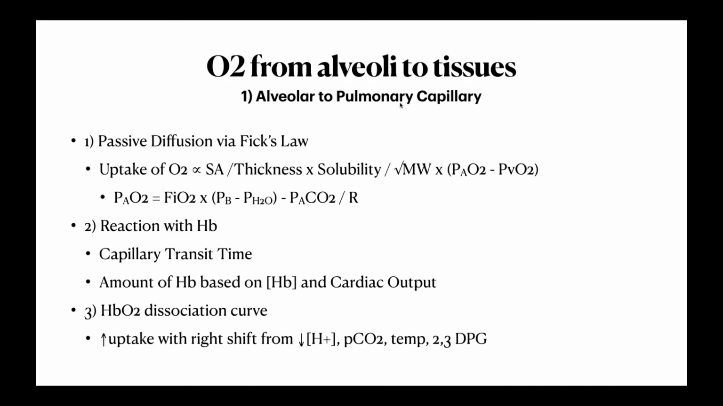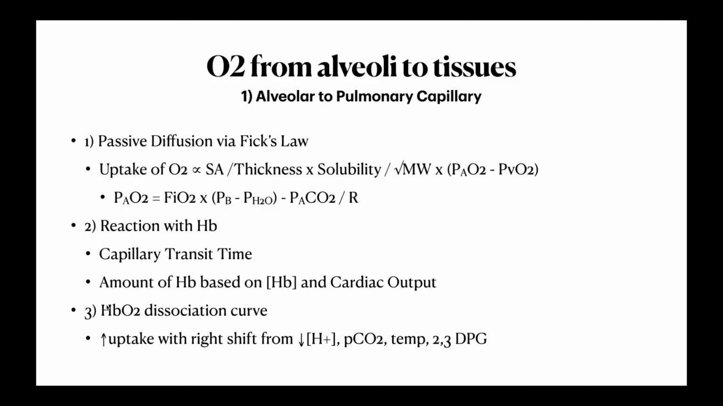So going from the alveolus to the pulmonary capillary, the way that it's done is through passive diffusion via Fick's law, where the uptake of oxygen is proportional to the surface area divided by thickness, multiplied by the solubility divided by the square root of the molecular weight, multiplied by the partial pressure difference. And the partial pressure difference here is your alveolar oxygen to your mixed venous oxygen. And this is where you add the alveolar gas equation here. Okay, so your alveolar oxygen here equals your fraction inspired of oxygen multiplied by the difference between barometric pressure minus saturated vapor pressure, minus the alveolar CO2 divided by your respiratory quotient.